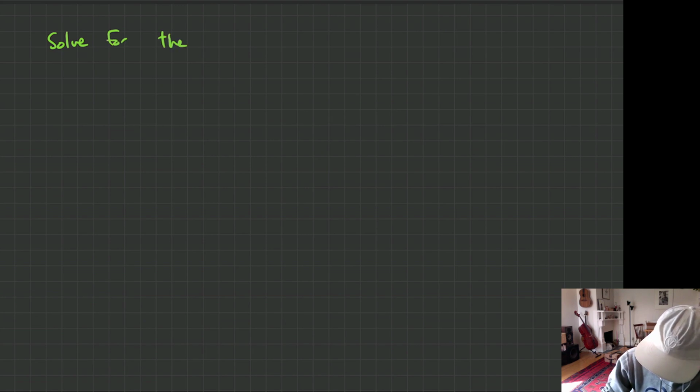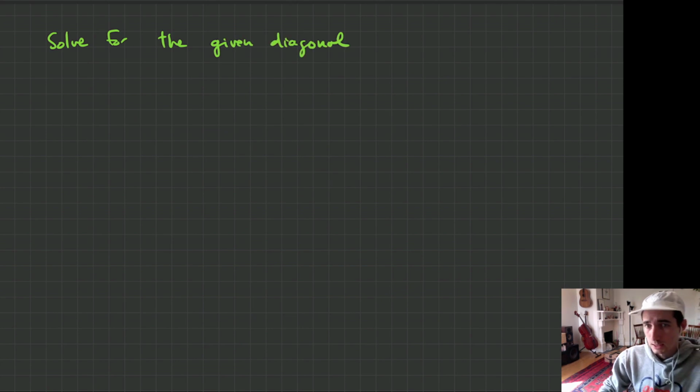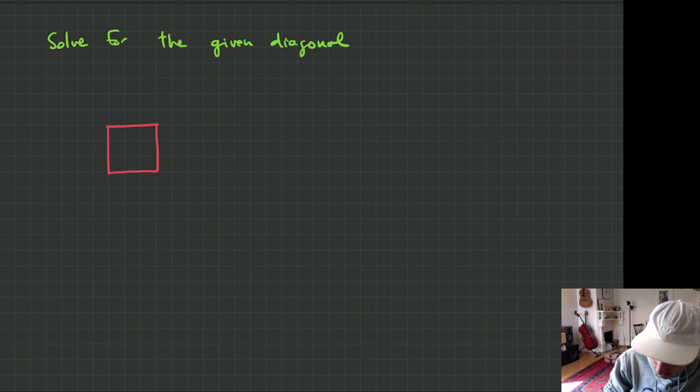So let's see if we can solve for the given diagonal. So I want to find the length of this given diagonal here. Okay, so I'm going to make a box, a three-dimensional box. So here's the front of my box, and actually, you know what? This looks kind of like a square, so I'm going to make it purposefully not a square. So this is definitely a rectangle.